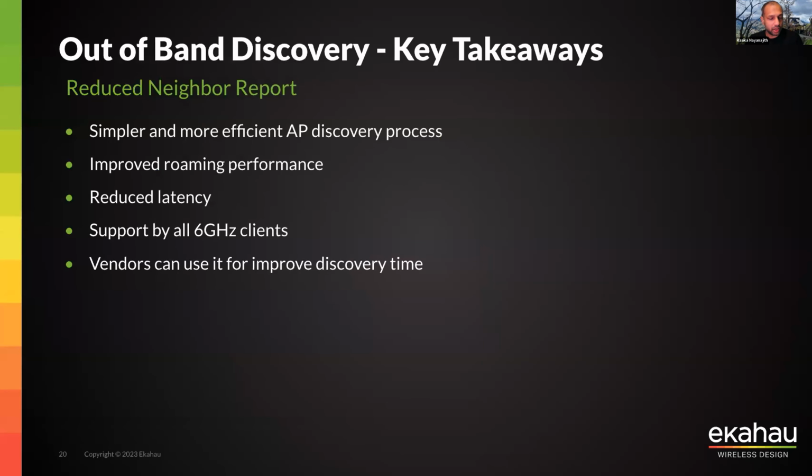To take this into a summary, RNR, or out-of-band discovery, is the method you should use. It provides faster discovery because the client can discover using the legacy band, and roaming is improved because of the faster discovery in the legacy band, with no dependence on 6 GHz discovery. This is the method we will see. The key takeaway: if you want to know what we should use, it is RNR. Keep that in mind.